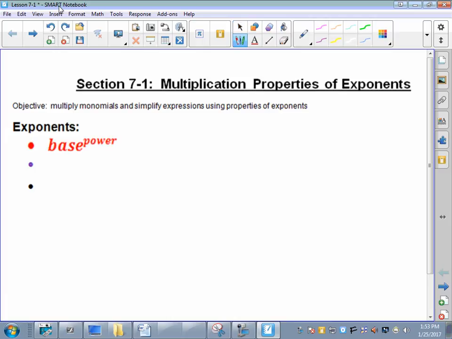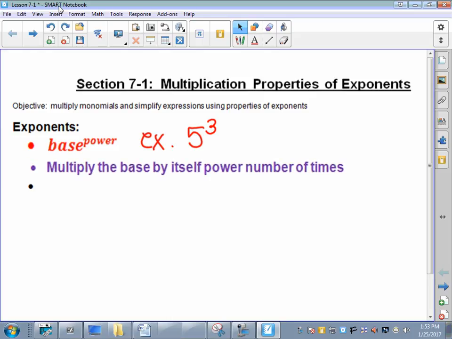For example, you might have something like 5 to the third power. So the base is 5, the power is 3. You multiply the base by itself the power number of times. So in this particular example, 5 to the third power, that means we write out that base of 5 three times, and we multiply them together. If you're going to your calculator, I think that's going to be 125.